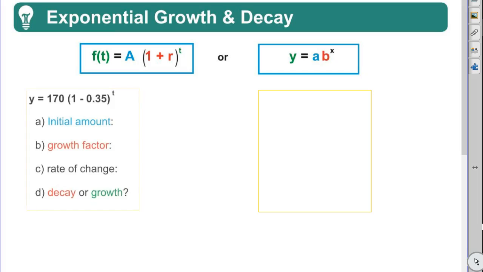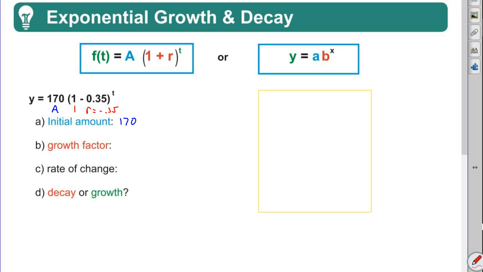All right, first off, let's go ahead and do this one. We've got the function y equals 170 times 1 minus 0.35 to the t. Hopefully you can see in this situation it's our first formula. So the a is 170, and that's always the initial amount. Whatever this situation is, we're starting with 170. The 1 is 1, and then plus r, and so r is going to be negative 0.35. And then the t is the variable.